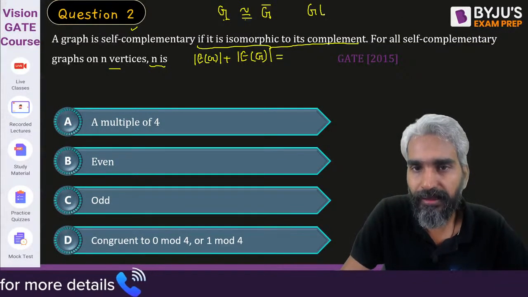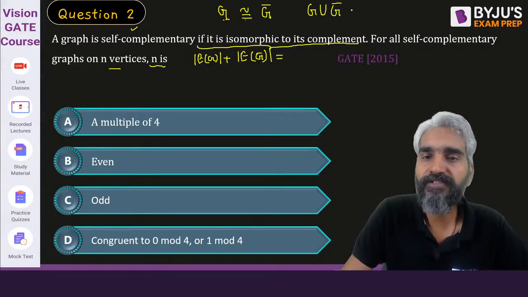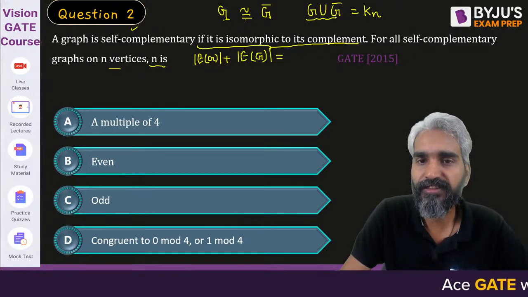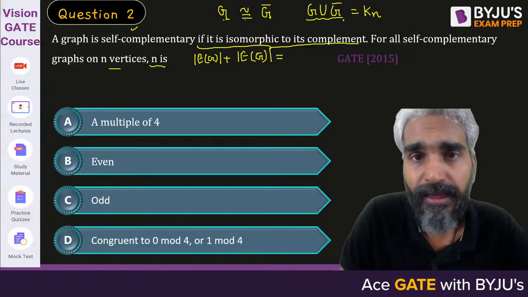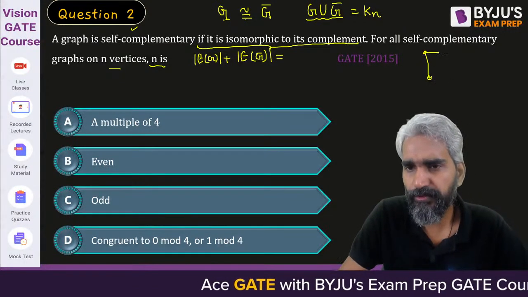If you take the union of G and G bar, then it will be a complete graph with n vertices if G and G bar are graphs with n vertices. Clear? Let me give you an example if you don't understand this.